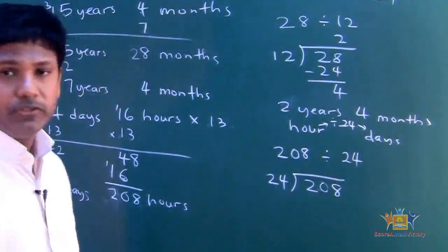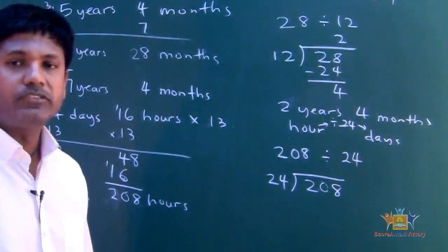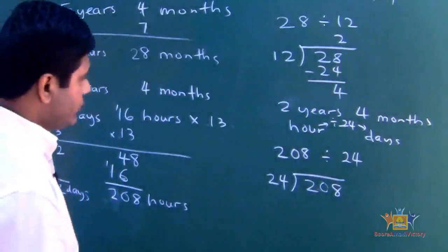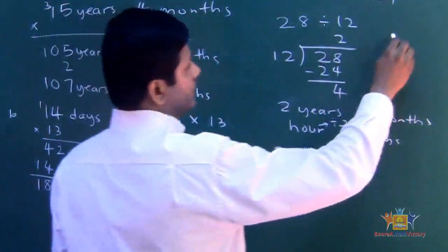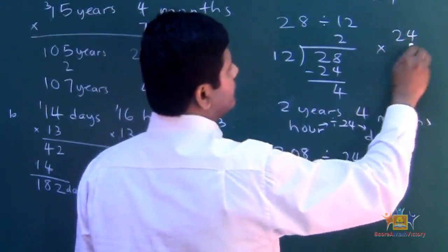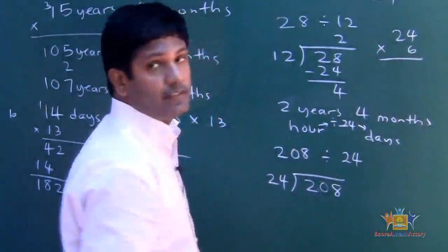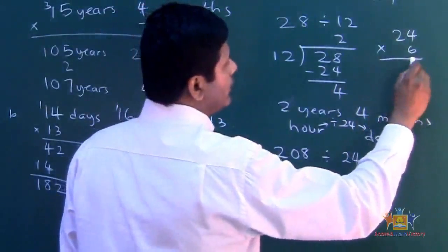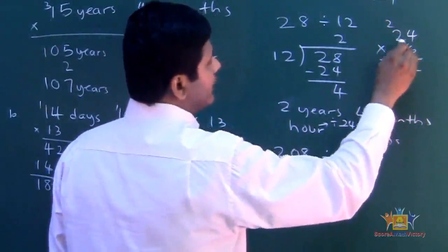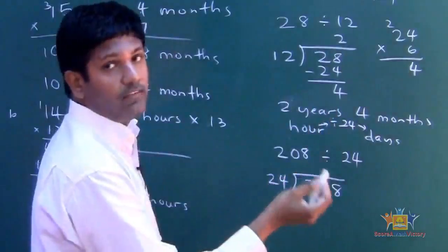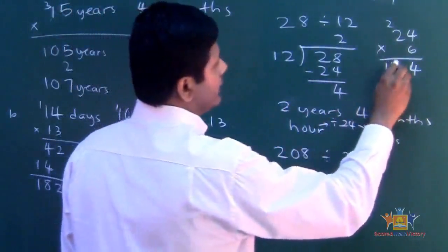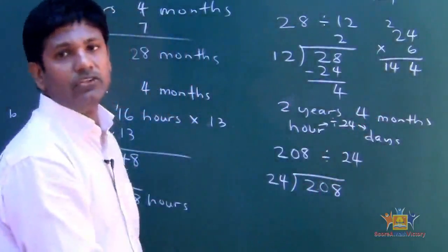So in this case, we're going to use trial and error because this is outside our timetable range. Okay, so let's try with 6. So let's take 24 times 6. 4 times 6 is 24. So 4. And then I'm going to carry the 2. 2 times 6 is 12 plus 2 is 14. Wow, that's way out. See that? So I can add more.